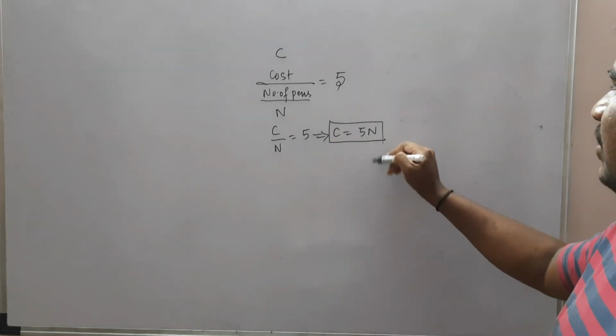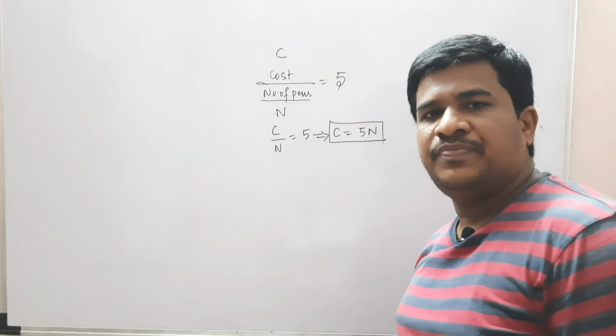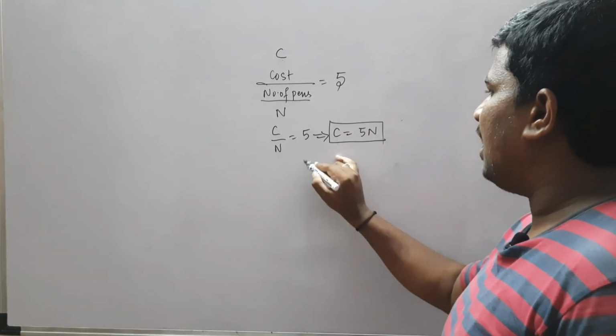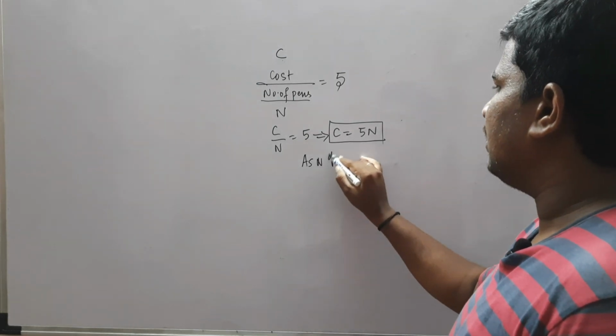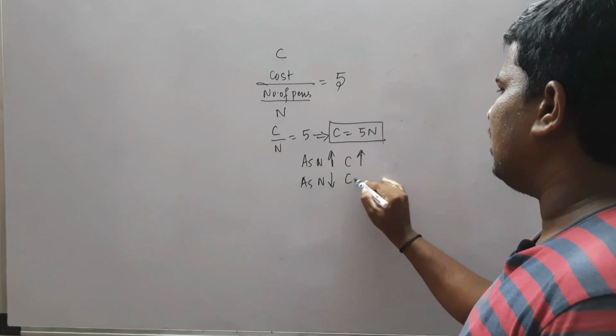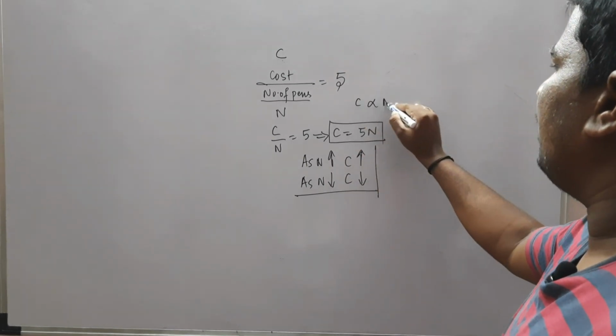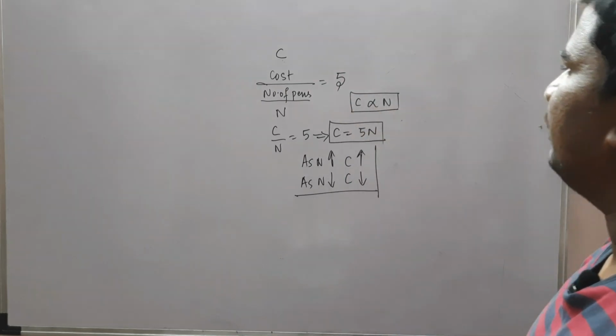So if you keep on changing N, accordingly C will change. As N increases, C increases. As N decreases, C also decreases. So we can write C is directly proportional to N.